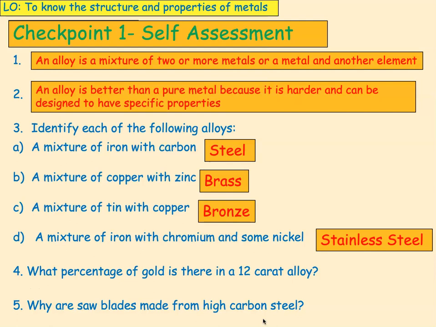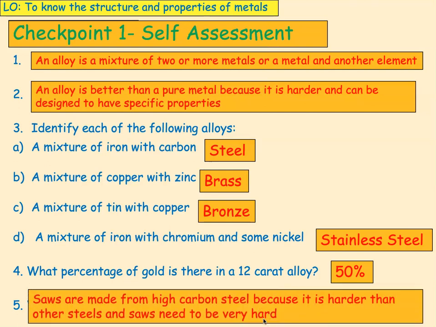What percentage of gold is there in 12 carat alloy? So 12 divided by 24, which is 100% gold, that comes out as 0.5. So as a percentage, that is 50%. Why are saw blades made from high carbon steel? They're made from high carbon steel because high carbon steel is harder than other steels and saws need to be very hard. So hopefully you were successful in that.